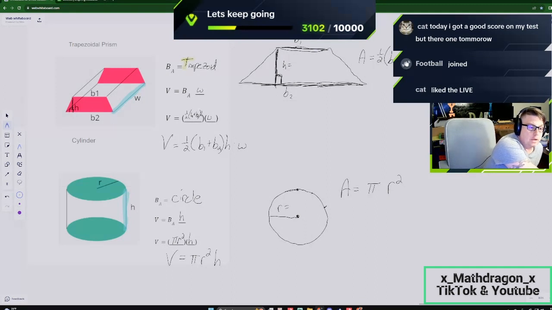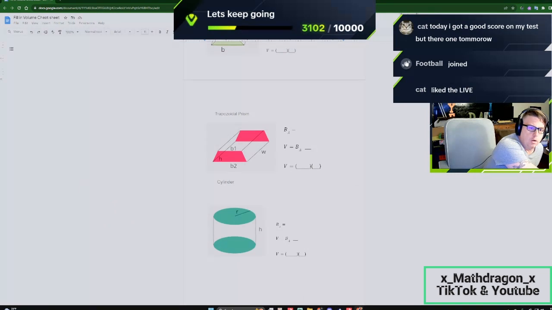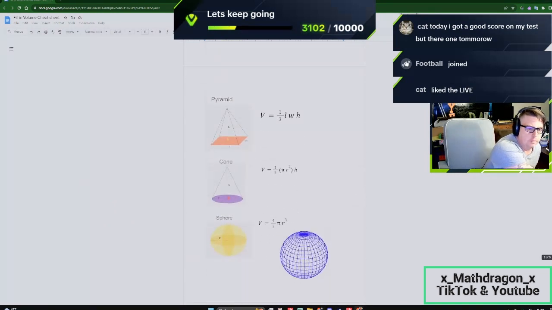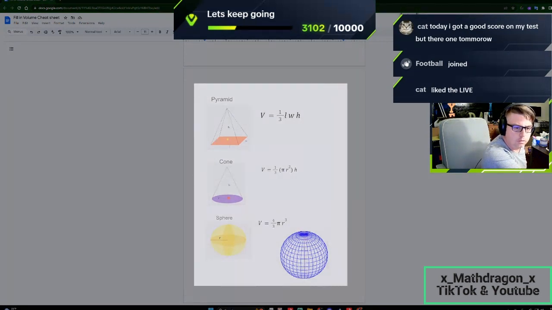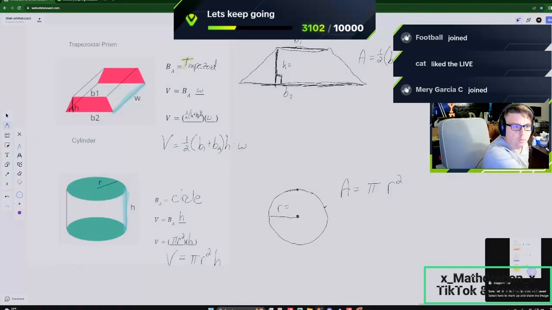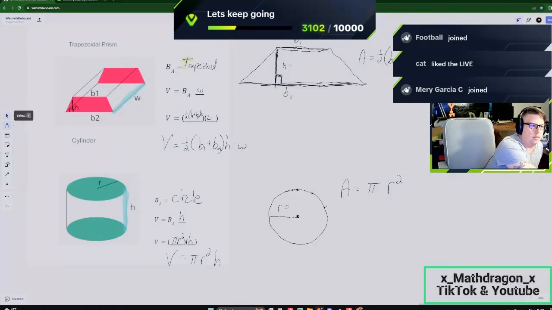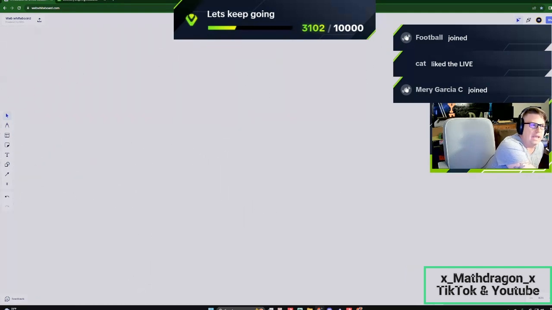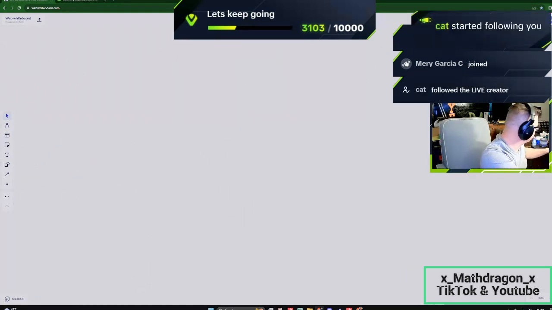So these are our prisms. Now, what happens is we have one other category that I throw them in, the outsiders. So we did all the prisms. Now we need to focus on these other special cases that you have when it comes to volume.